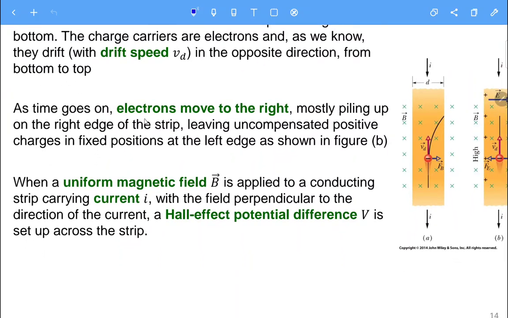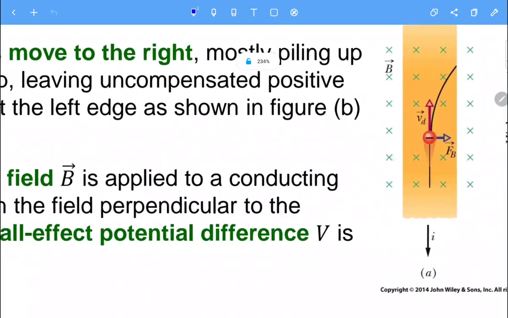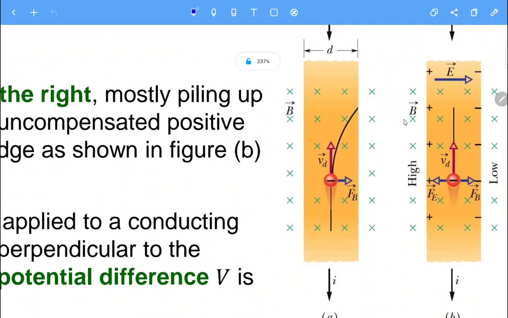Okay, so as time goes on, electrons move to the right, mostly piling up on the right edge of the strip, leaving the uncompensated positive charge in the fixed position at the left edge as shown in B. So the strange thing is, if we don't have the magnetic field outside, then there is nothing special.